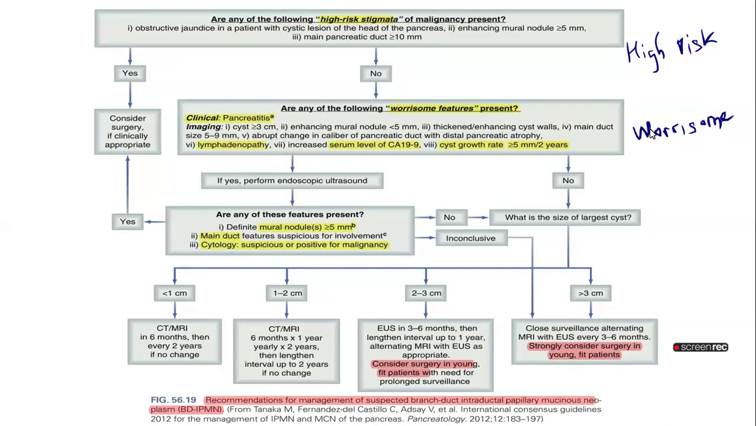But less than 1 centimeter, CT or MRI at 6 months, then every 2 years if no change in size. 1 to 2 centimeters is the size: CT or MRI at 6 months for 1 year, then yearly for 2 years, then lengthen the interval up to 2 years if no change. Okay, this is the management algorithm for branch duct IPMN.